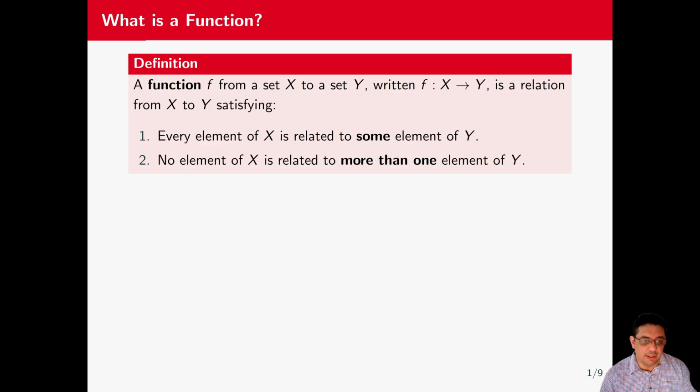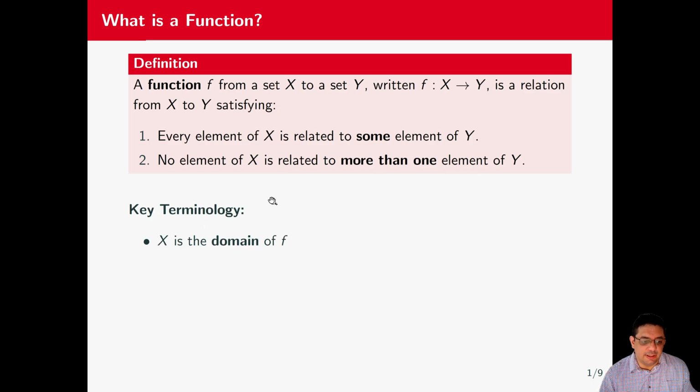So a function f is defined from the set x to set y, and we can write that as f going from x towards y, and it's a relationship from x to y that is going to satisfy that every element of x is related to some element of y, and no element of x is related more than once to an element of y. Those are the conditions for being a function.